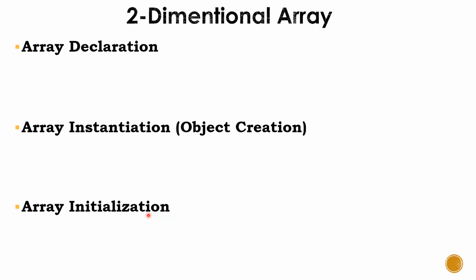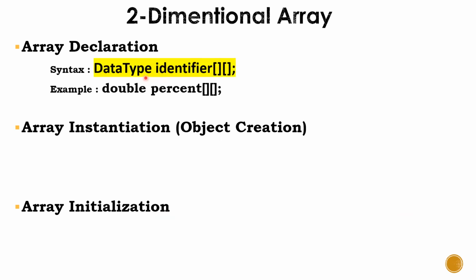To create an array, we have to declare it, instantiate it, and initialize it. In the case of declaration, you have to specify a data type and the name of the array, and in the case of a two-dimensional array, we have to provide two square brackets. These brackets denote it's a two-dimensional array, where the first bracket is for the row and the second bracket is for the column.